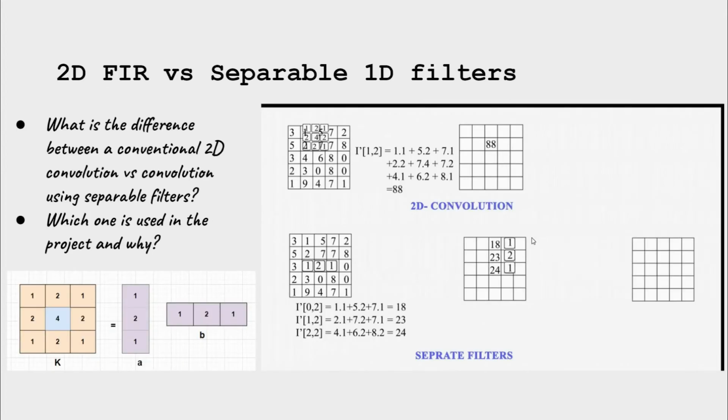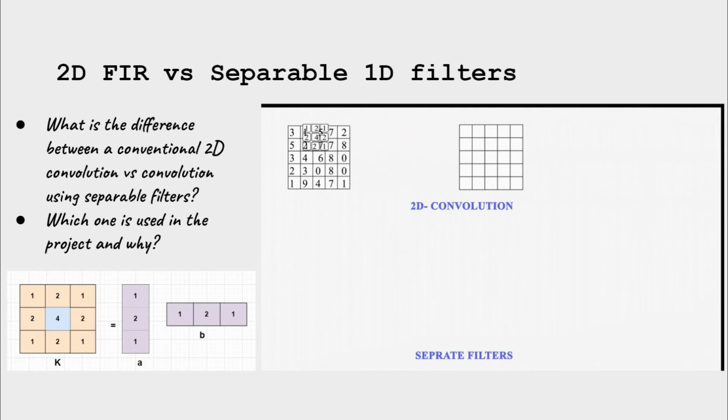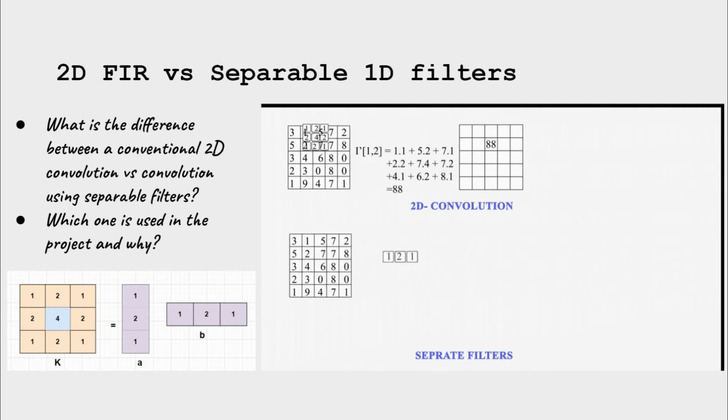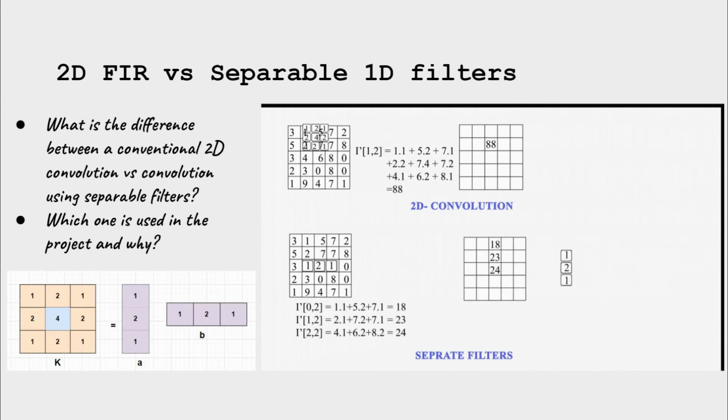But in our project, not only the conventional 2D convolution, we have also utilized the concept of separable 1D filters, where the result is very similar, as we can see here. We can break a 2D matrix into these two 1D matrices, and then perform a horizontal convolution followed by a vertical convolution, and the result obtained will be similar. Using separable 1D filters helps to reduce the resource complexity to a great deal, and that is why we have utilized it in our project.